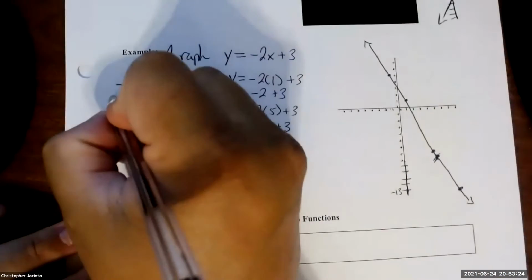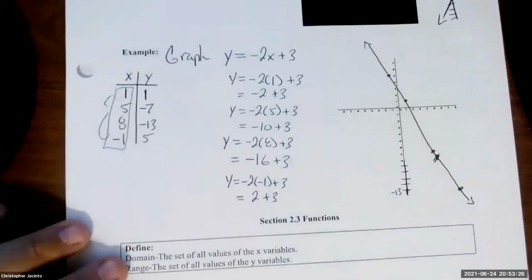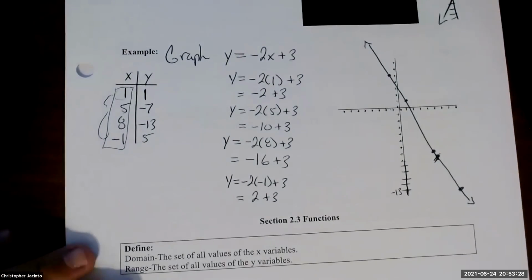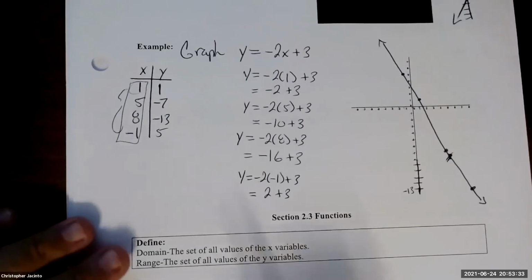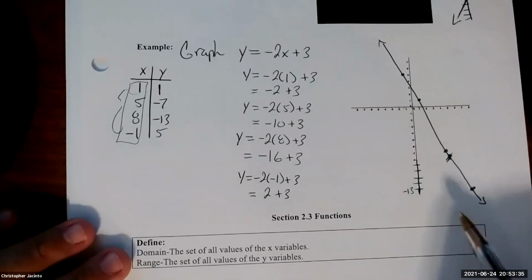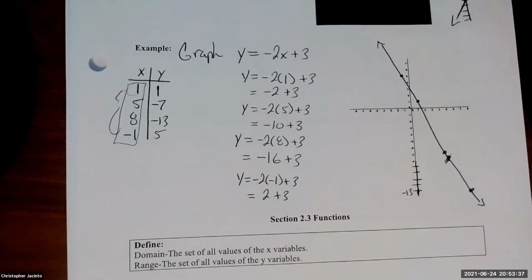So you can literally pick any points you want for the x's. It doesn't always have to be positive. You can pick some negatives. You can pick 0 if you like. It could be literally any number. You may not want them to be too big because it might be off the graph, but pick some small numbers and you'll be perfectly fine.